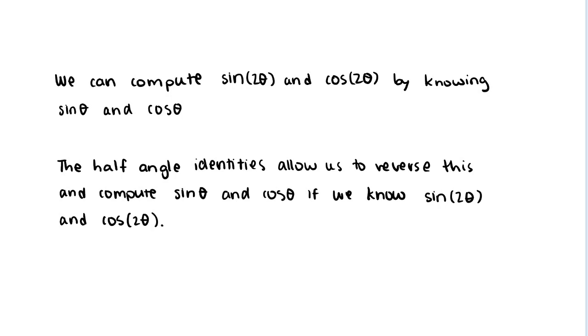So now let's go ahead and talk about the half-angle identities. The double-angle identities helped us compute, if we knew sine of some angle and cosine of some angle, sine of twice that angle and cosine of twice that angle. And so we were able to compute these with the double-angle identities. And so the half-angle identities allow us to reverse this. They say that, okay, if I know sine of some angle and cosine of some angle, well then I can use those to help me compute sine of half that angle and cosine of half that angle.